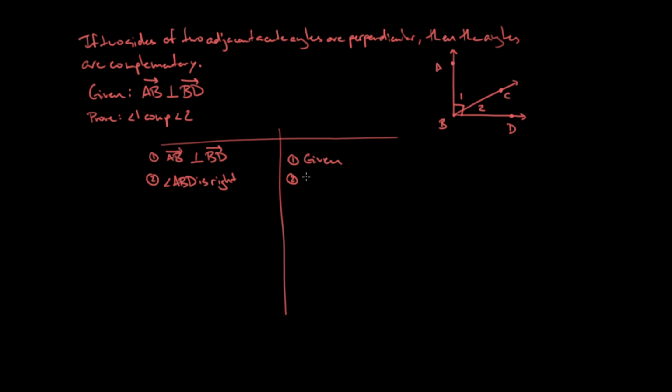So two lines are perpendicular if and only if they form a right angle.